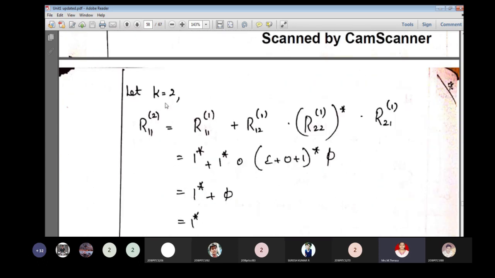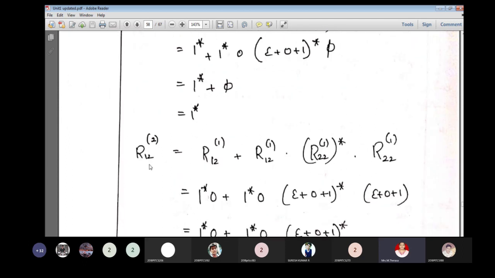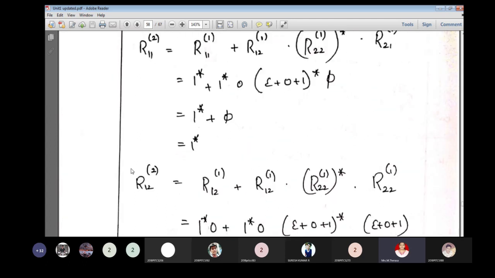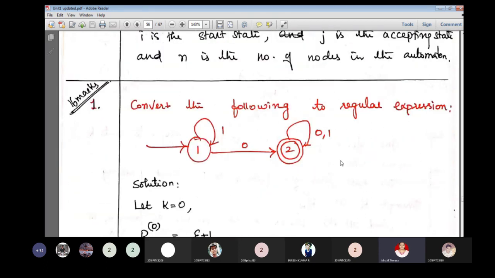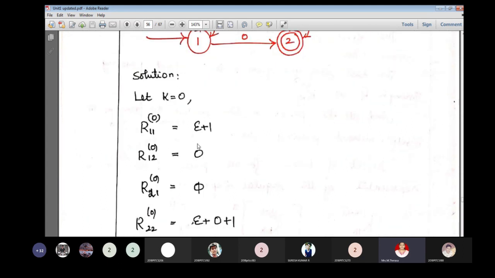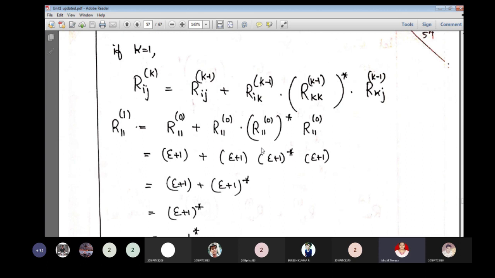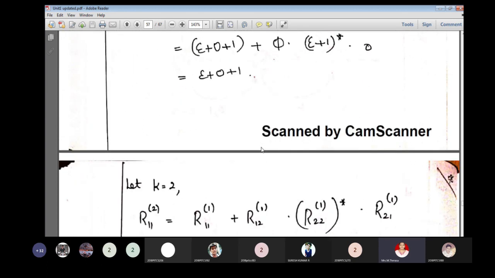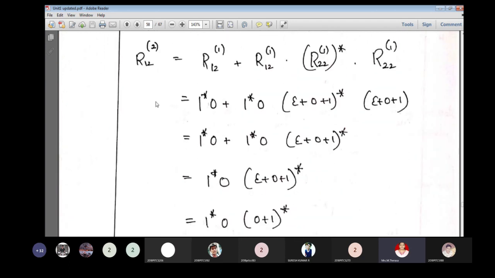So now we have to find out for k is equal to 2. Okay, so k is equal to 2: R11 power 2, R12 power 2, R21 power 2, R22 power 2. The actual answer is R12 power 2 because the initial state is 1 and the final state is 2. So no need to find out R11 power 2. You can straight away find out R12 power 2. Okay, next we'll check the answer for R12 power 2.